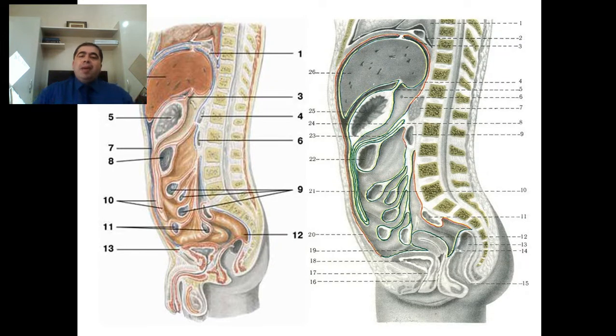And what about the peritoneum? The peritoneum is the largest serous membrane of the human body. You know, it has two layers, the parietal and the visceral.